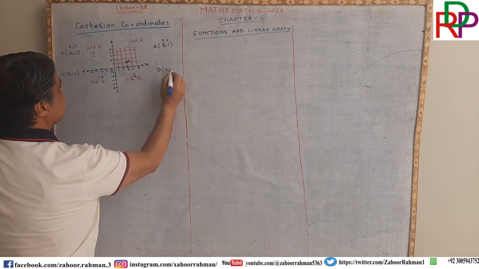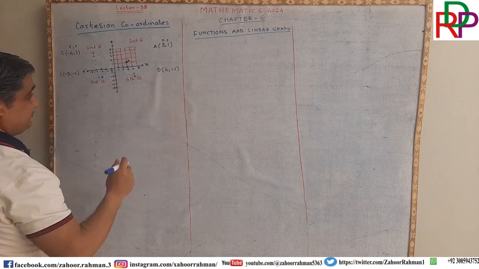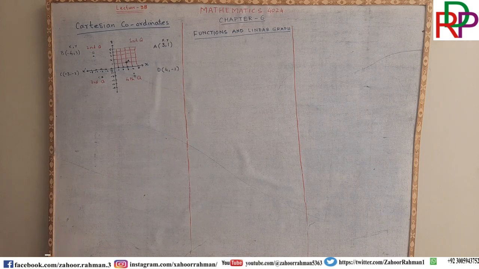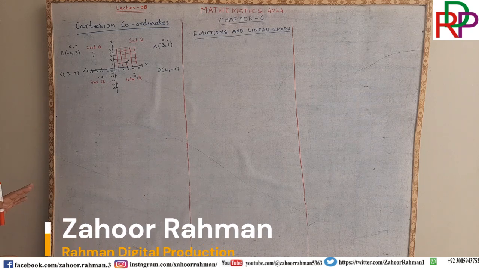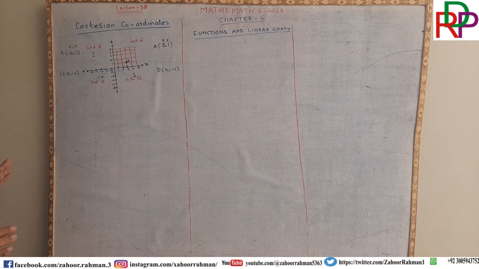And -2 negative. So in this way you can specify the coordinates of a point.